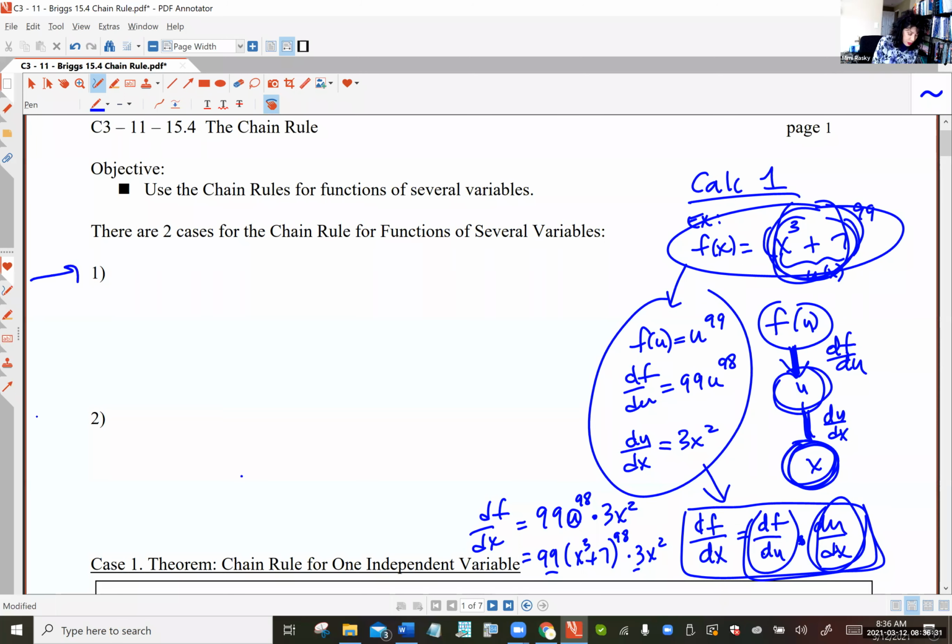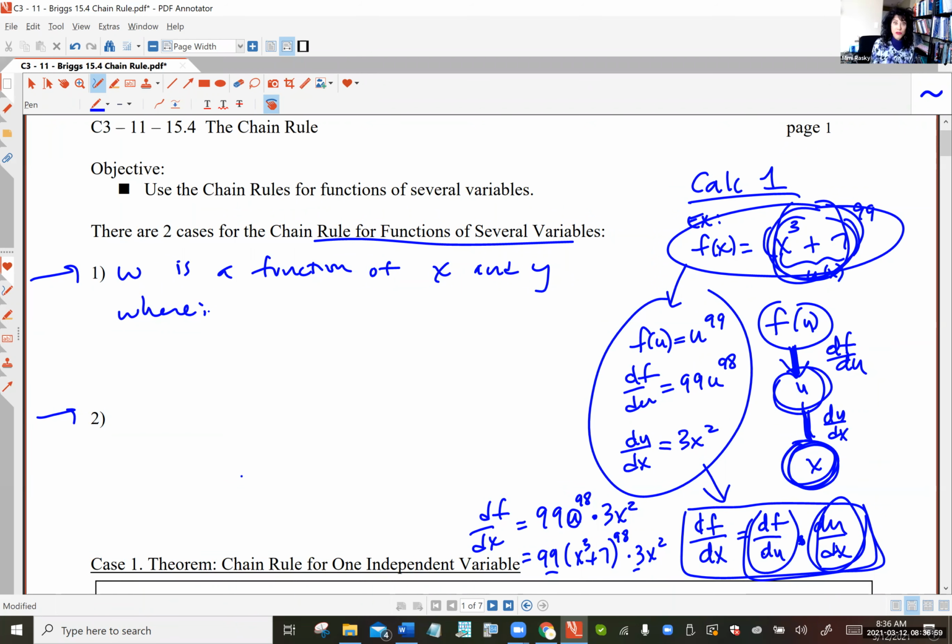Okay, so now let's do chain rule for a function of several variables. There's two cases that you have to be apprised of, and you have to know how to do both cases, even on the exams and quizzes. So case 1 is where w is going to be a function of x and y. Write this down. w is a function of x and y, where x and y themselves are functions of a single variable t.